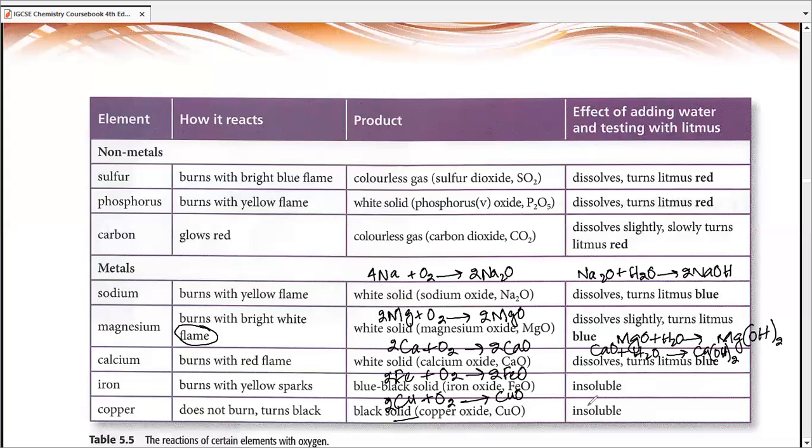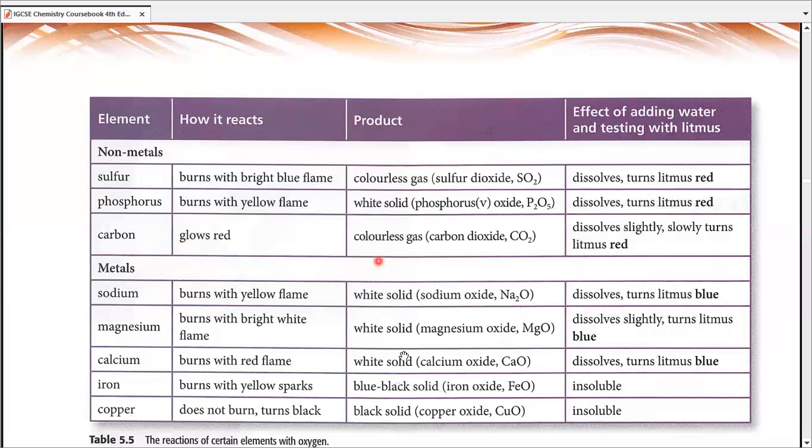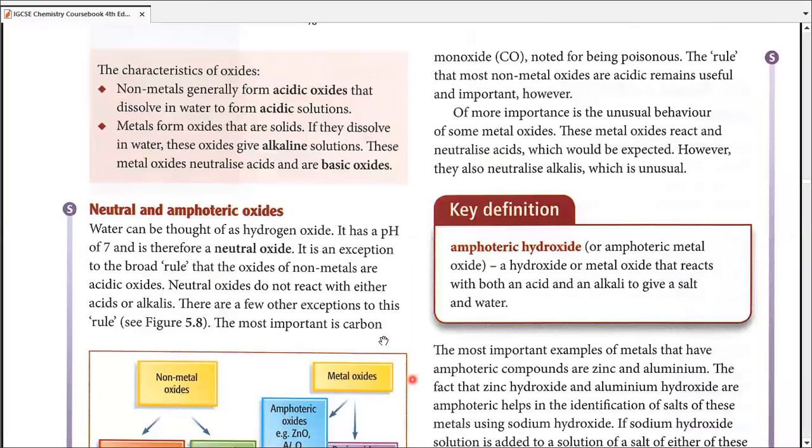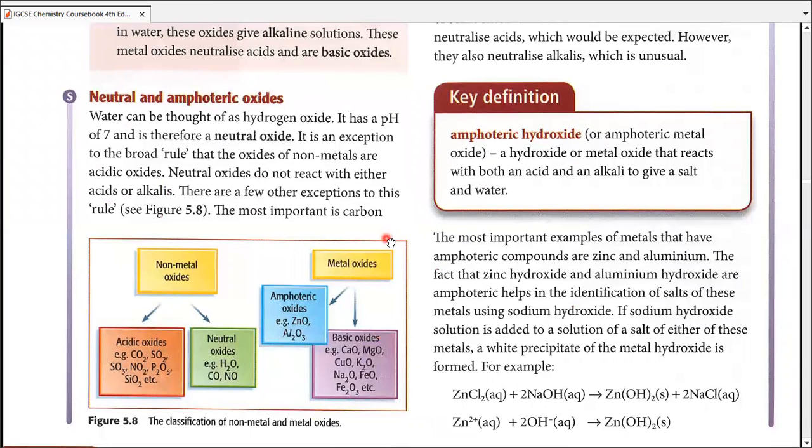Now this completes this table for us. The diagram at the bottom of the page needs to be re-understood once we're done with all the information of different metals and non-metals in terms of their oxides. Now take a look. Non-metal oxides are actually acidic oxides. Carbon dioxide, sulfur trioxide, all the ones which I dissolve in water can turn into an acid and can neutralize bases.